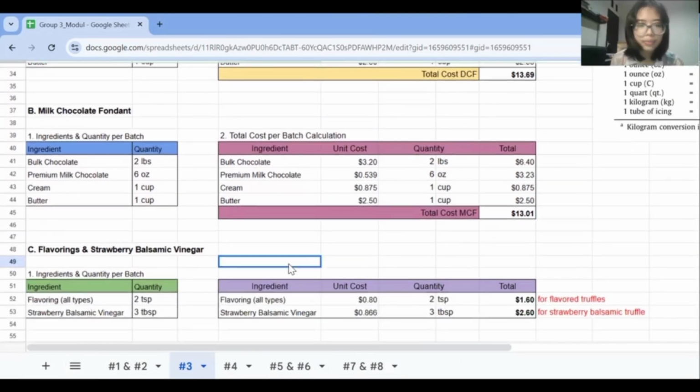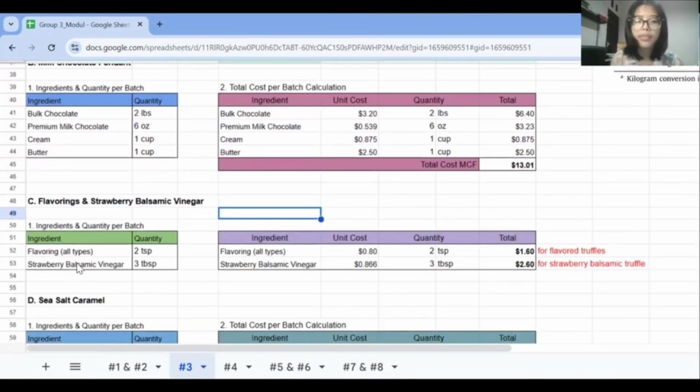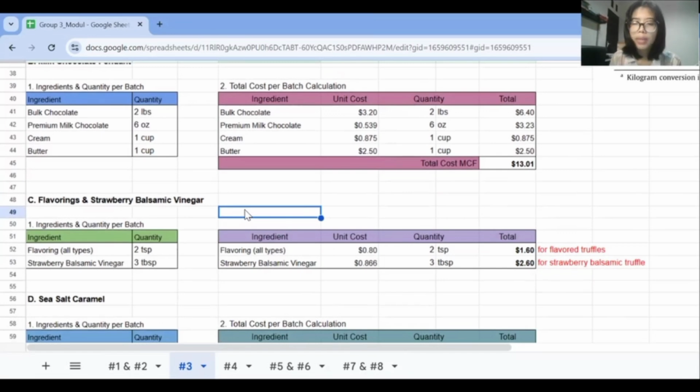So easy. Okay, how about the flavorings and strawberry balsamic vinegar? Because this is for a different truffle, so we need to calculate it. Like before, we need to know the ingredients and quantity per batch, but the total is not the same as this. The total is separate for each of them. So here we know the ingredients from the recipe, from table 3, and the flavoring is 2 teaspoons and strawberry balsamic vinegar is 3 tablespoons. We just need to calculate the total cost per batch again.